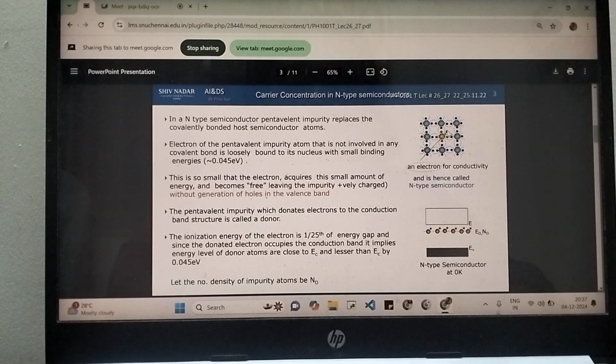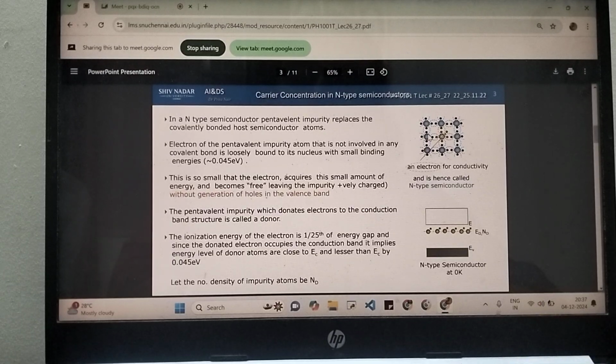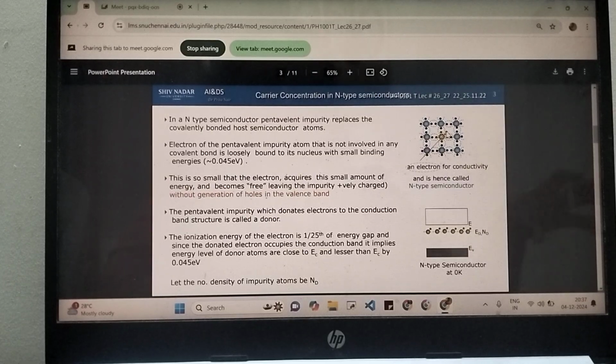So this last electron is not involved in any covalent bond. It is loosely bound to its nucleus with a small binding energy. So when I replace this silicon atom with phosphorus or some pentavalent atom, the surrounding silicon atoms only need 4 electrons to complete their covalent bonds. So 4 out of these 5 phosphorus electrons will enter into covalent bonds with the neighboring silicon atoms. But the one last electron, which is not a part of any covalent bond, will just remain in that orbit, but it is not held together with the nucleus by a very strong binding force.